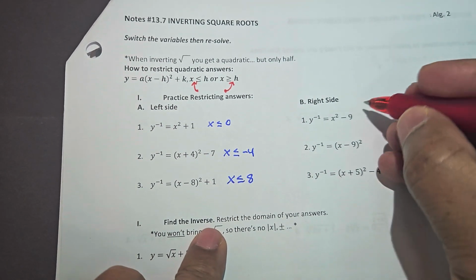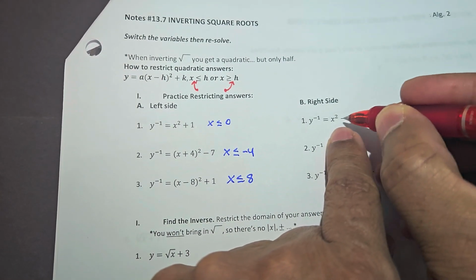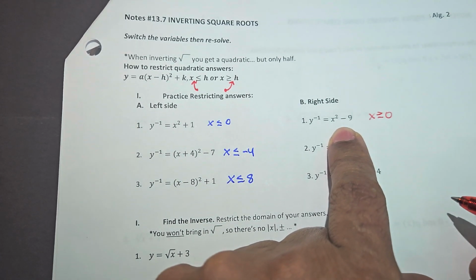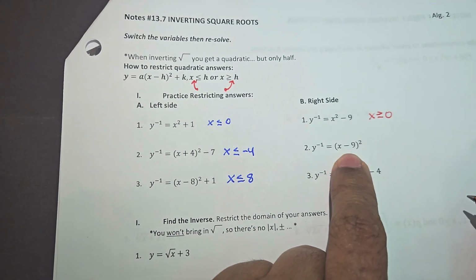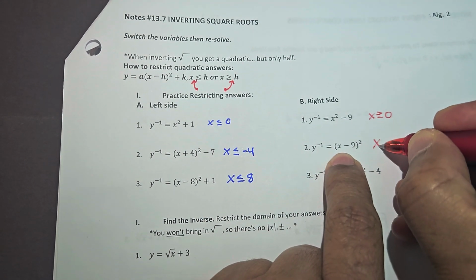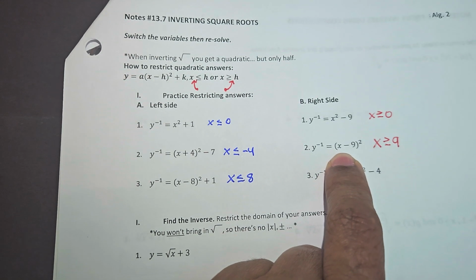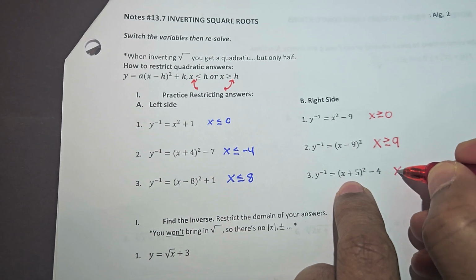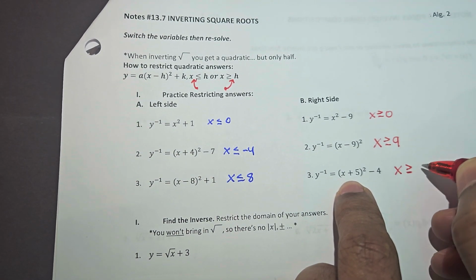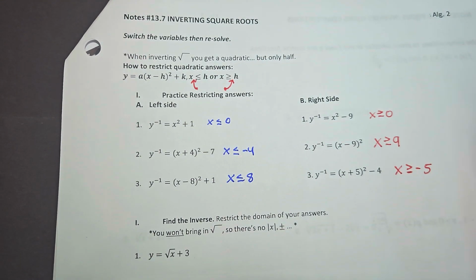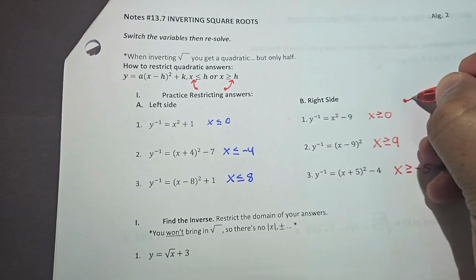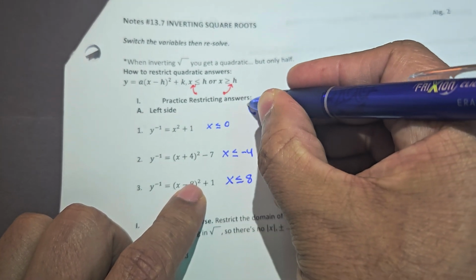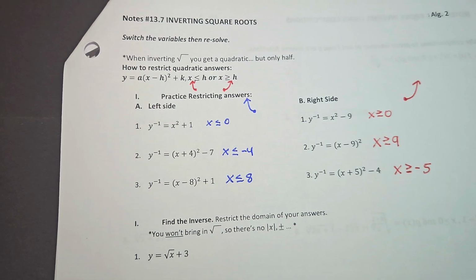For the right side, in this first case there is no left or right shift because there is no parentheses. So x is greater than or equal to 0. Okay, that's the first example. The second example goes to the right 9, so all the values of x that are greater than or equal to 9. And the last example has a plus 5 inside, so that means go to the left 5. So we're going with all the values that are greater than or equal to negative 5. So again, this helps you use the right side of the parabola, and this one here helps you use the left side. So keep that in mind when we find the inverse.